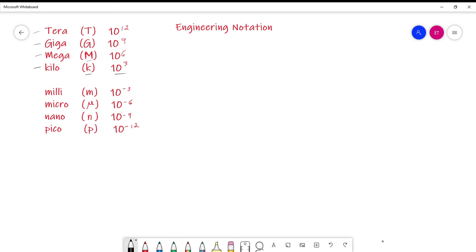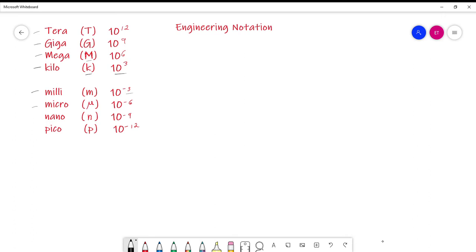You can also go the other direction. Milli here would be thousandths. You would be moving the decimal point to the left 3 places. 10 to the negative third takes away 3 places on whatever digits you have. We'll give you some examples in a minute if this isn't making sense to you.